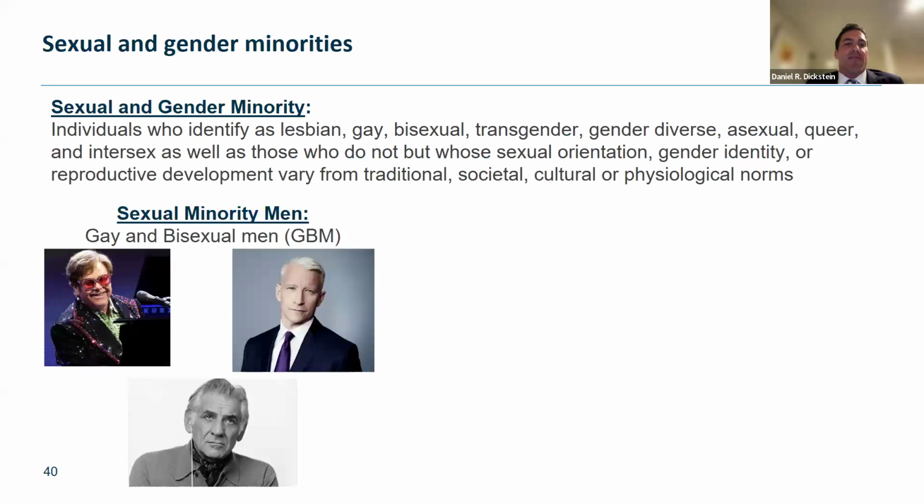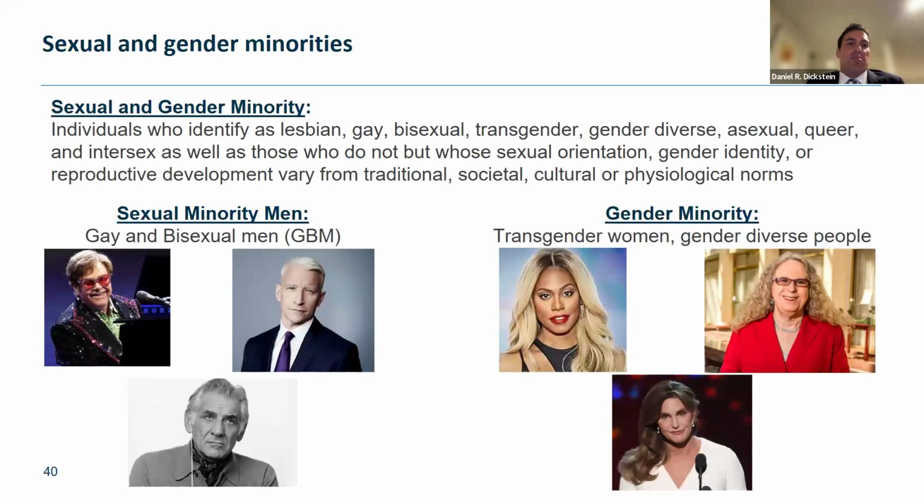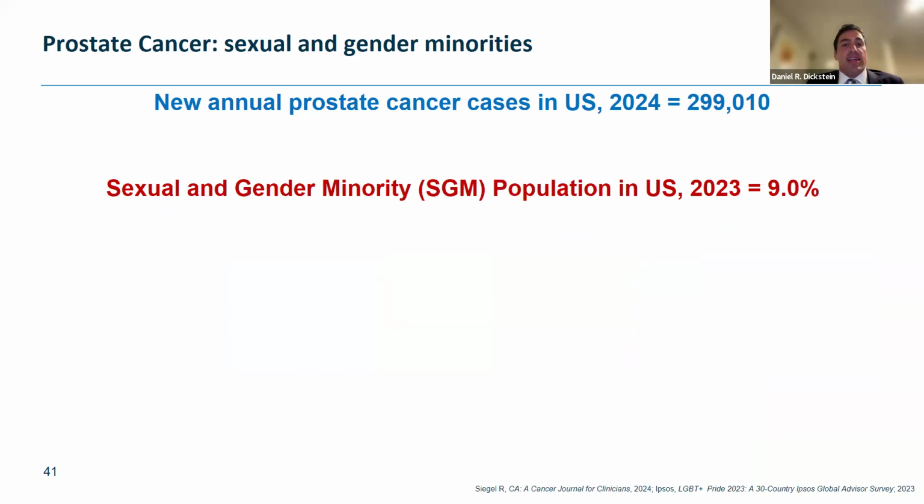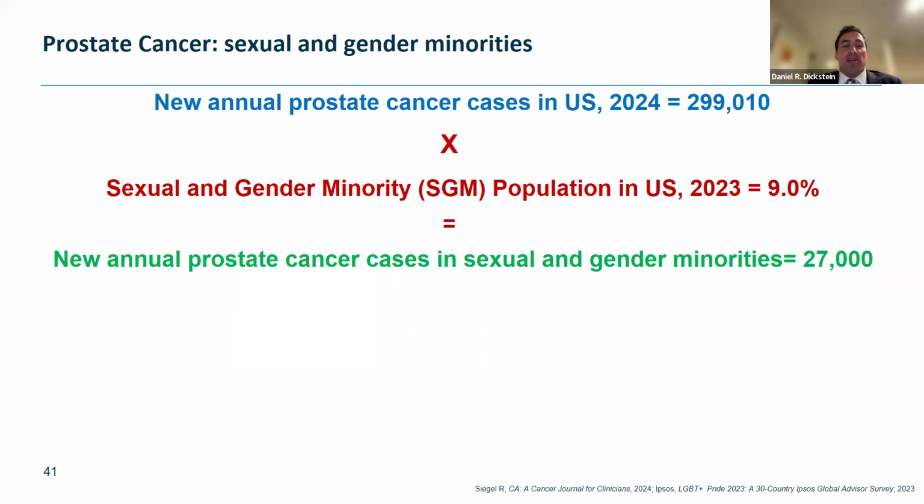Briefly, this is the definition of a sexual and gender minority. A sexual minority, in the context of prostate cancer, is a gay or bisexual man. A gender minority is a transgender woman or trans feminine individual. Not to mention, the new annual prostate cancer cases in the US are 300,000 each year. Sexual and gender minorities represent approximately 9% of the population. Combining those numbers, that's approximately 27,000 new cases of prostate cancer in sexual and gender minorities, of which 70% are going to face a treatment choice and need to discuss the sexual side effects of these treatments.